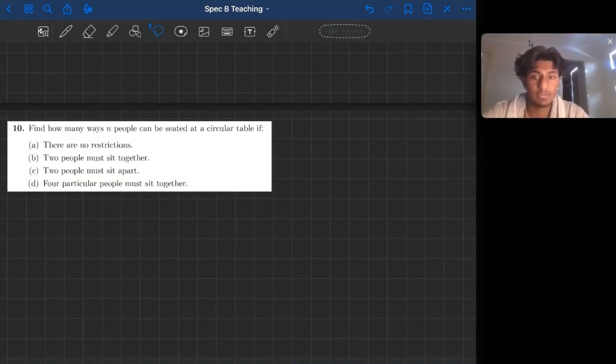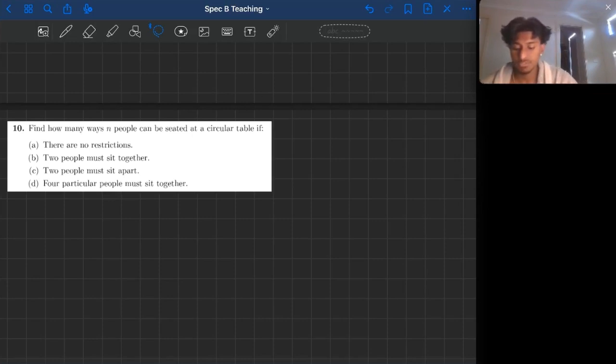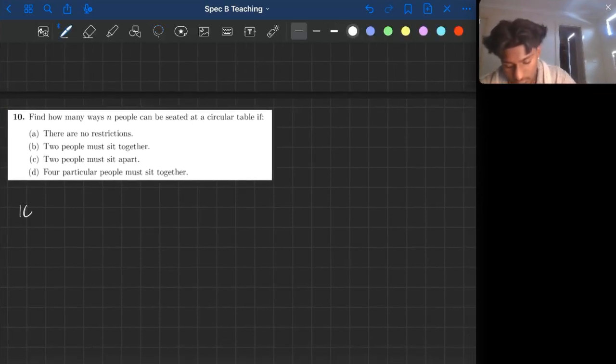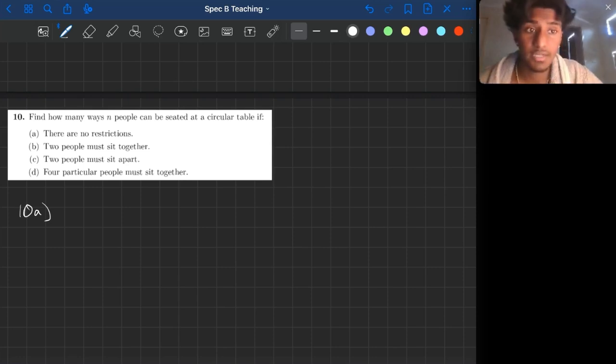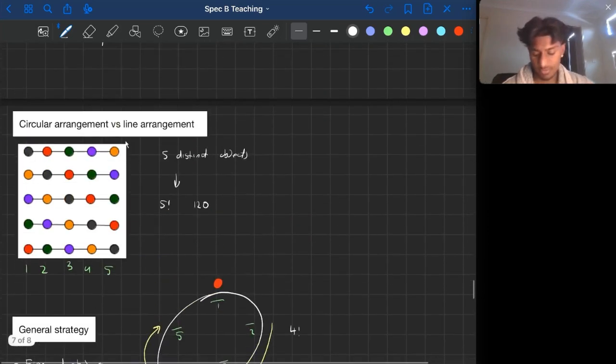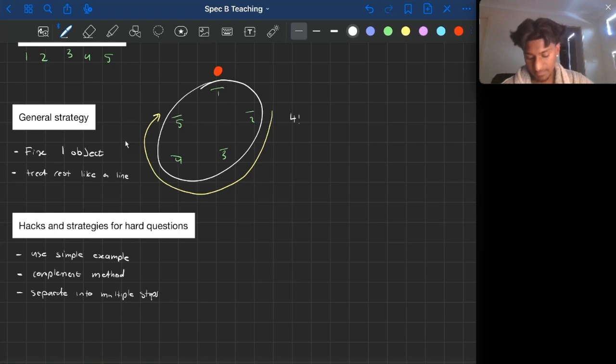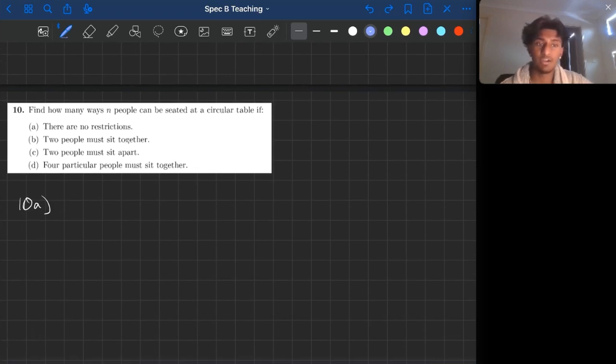Alright, so now I'm going to show you how we do this question here. So start with 10a. How many ways can n people be seated at a circular table if there's no restrictions? So immediately we see it's n people. Now it's very hard for our brain to visualize n people because n is any number. Our brain likes to visualize a particular number. So what we can do is use the use a simple example strategy. I'm going to say instead of n, we'll start off with 5, figure out the mechanics of the question, and then apply it back to n.